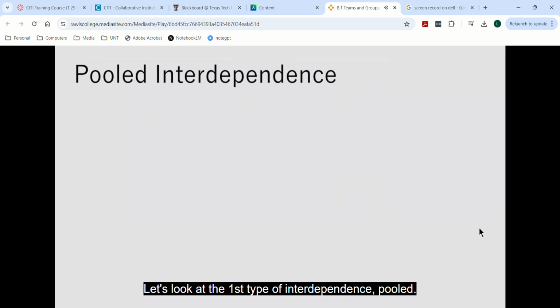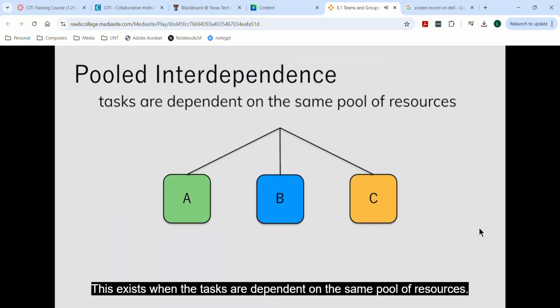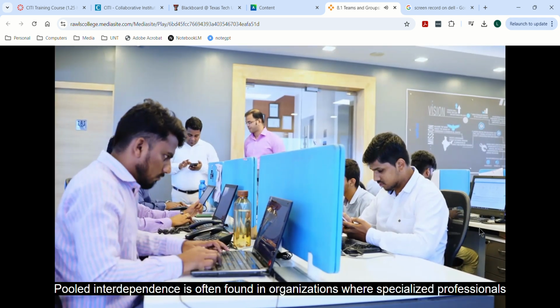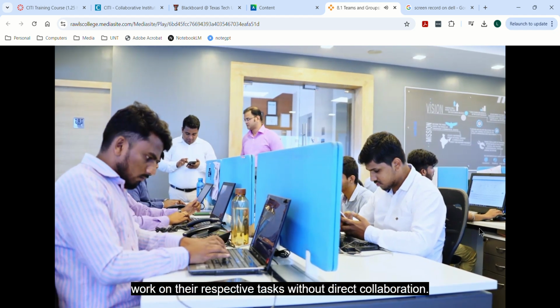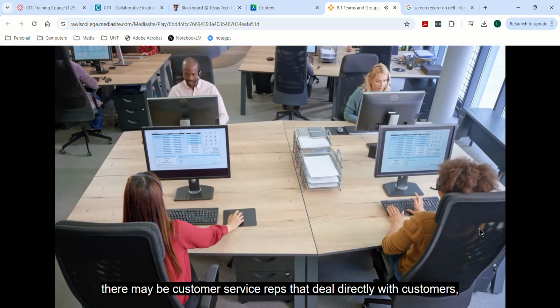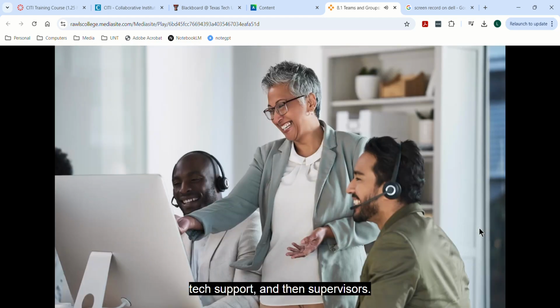Let's look at the first type of interdependence, pooled. This exists when the tasks are dependent on the same pool of resources. In this case, team members work independently on their individual tasks and projects, and the outcome is a combination or pooling of their efforts. Pooled interdependence is often found in organizations where specialized professionals work on their respective tasks without direct collaboration. For example, in a customer service team in a call center, there may be customer service reps that deal directly with customers, tech support, and then supervisors.